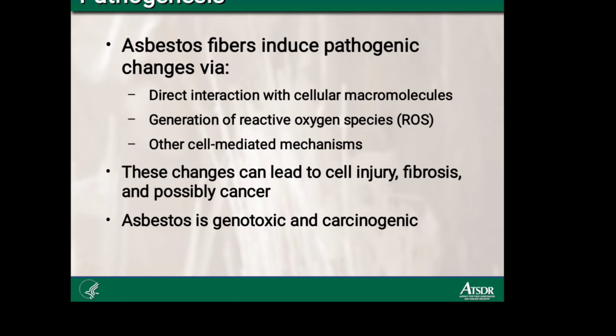Now, pathogenesis. If we talk about pathogenesis, asbestos fibers induce pathogenic change via direct interaction with cellular macromolecules, generation of reactive oxygen species, and other cell-mediated mechanisms. These changes can lead to cell injury, fibrosis, and possibly cancer. Now, asbestos is a genotoxin and carcinogenic.